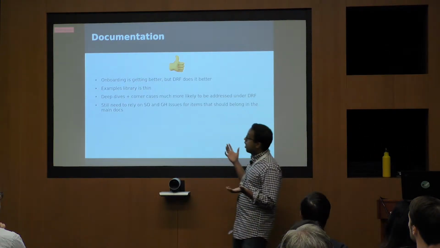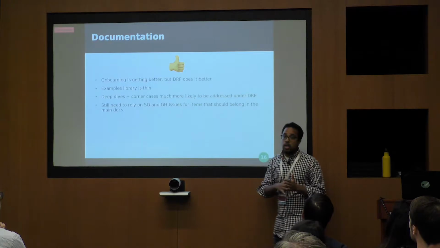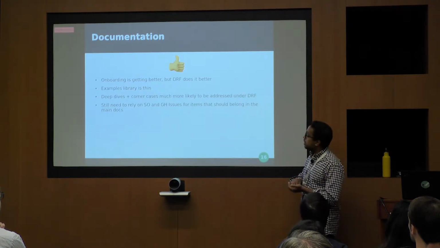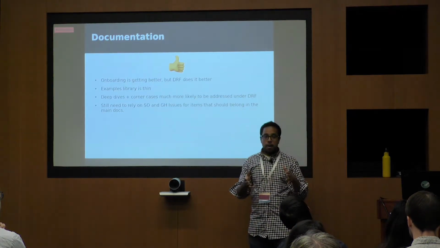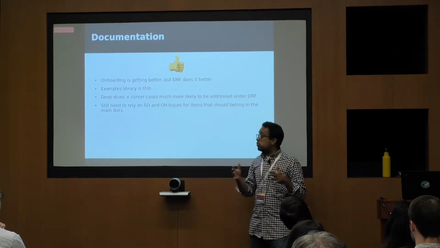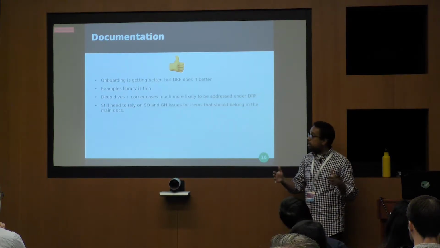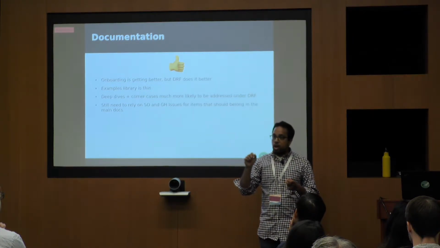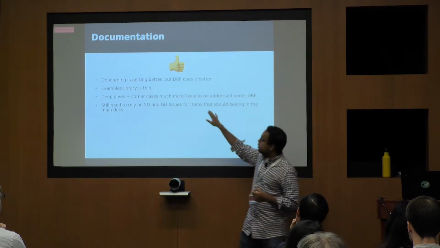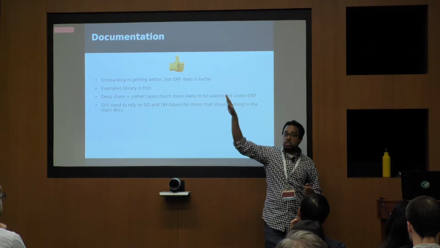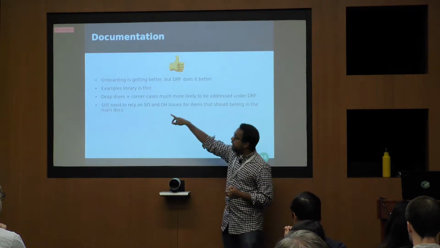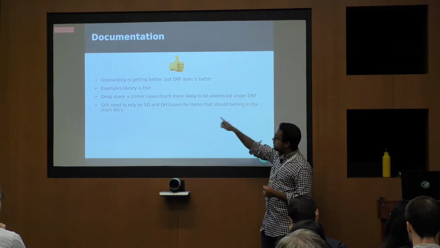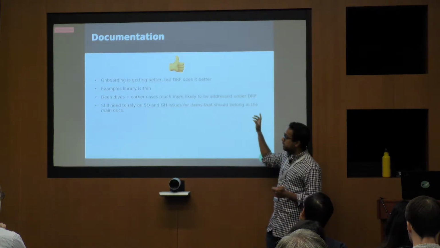Documentation. Onboarding is getting better for Graphene. It hasn't historically been great, but there's been a lot of great people hard at work. DRF is just a lot more detailed. There's just so much more there that I'm able to get to an answer to a question a lot quicker in the DRF world. There's a lot more Stack Overflow questions with DRF. With Graphene, there's more work to be done on the examples libraries. I talked about deep dive and corner cases. This is more likely to be done.